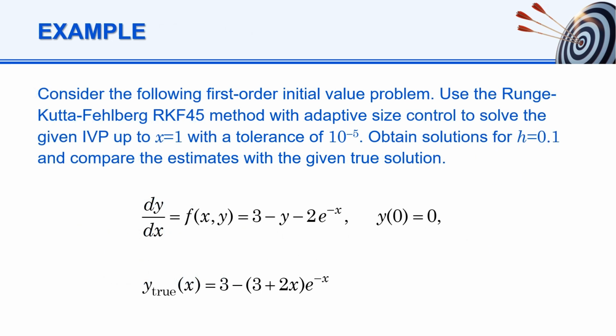Let us consider the following first-order initial value problem. We will use the Runge-Kutta-Fehlberg RKF45 method with adaptive size control to solve the given initial value problem up to x equals 1 with a tolerance of 10 to the minus 5. And then we will obtain numerical solutions for h equals 0.1 and compare them with the given true solution.